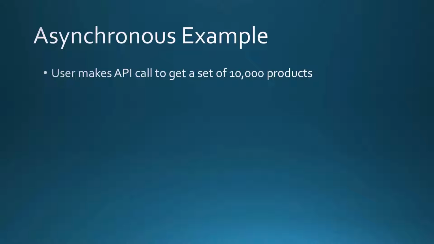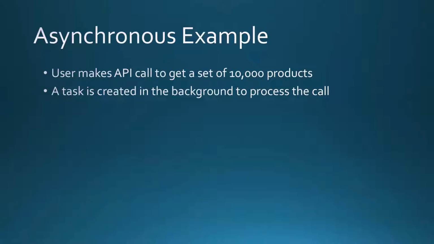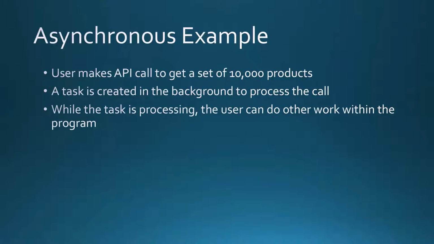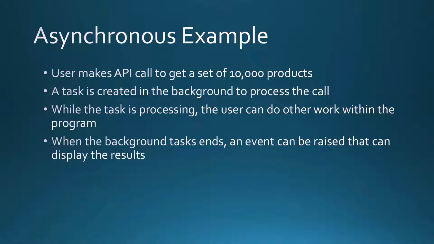Now, if we were to convert this to an asynchronous sample, the user makes that same call to get a set of 10,000 products, but that task is actually put onto a background thread so that it can process and wait for that data. In the meantime, while that task is going on, the user can do other work within the program. When that background task finishes, then an event can be raised and then the results can be displayed somehow. What's nice about this is it really keeps the UI responsive. It doesn't mean you're necessarily going to go faster. It just means that the user can go on and do other things while other things are happening.